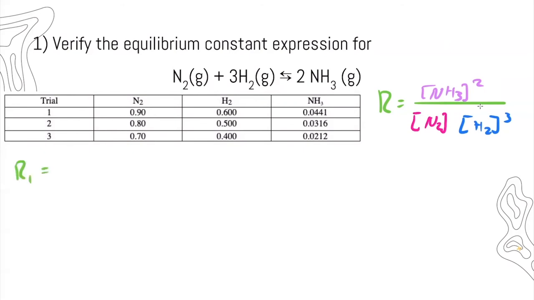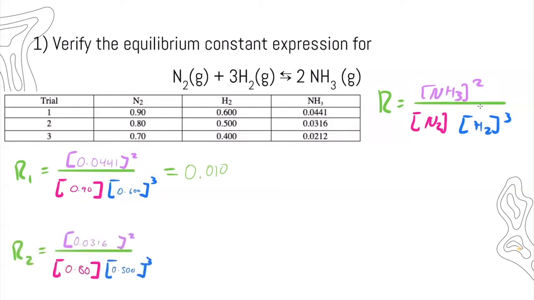So now that we have our expression, we can use our table to plug in our values. For my first trial, I'm going to look at my data for number 1, and I'm just going to plug in my concentrations. Once I have this, I can plug that into my calculator and get an equilibrium constant of 0.010 with sig figs, of course.